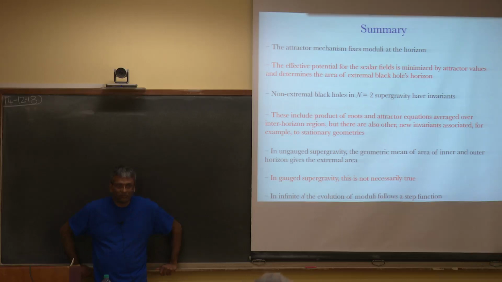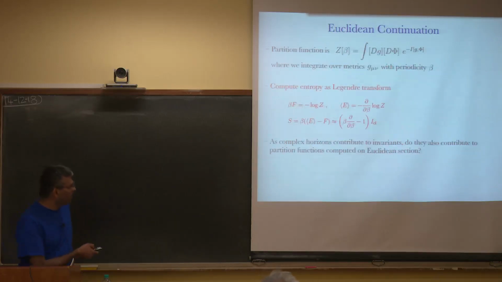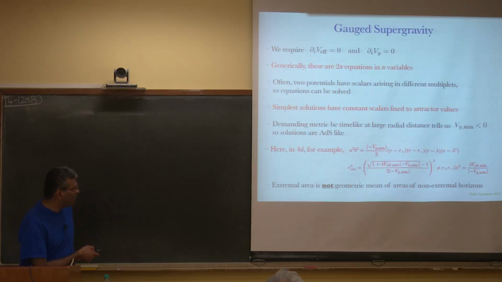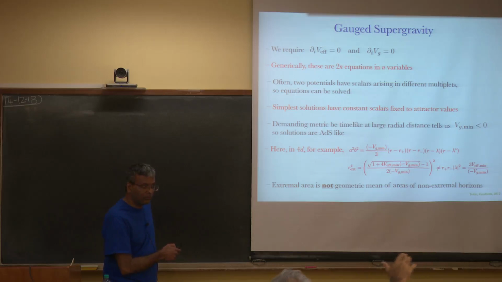Stepped out, but just briefly, so this geometric formula doesn't work in gauged supergravity, but you have some other invariants. So if you look at constant scalars, which is the only solution we have in gauged supergravity, the asymptotic value is the attractor value. Okay. So you look at that setting, and you find that the product of the roots is an invariant.